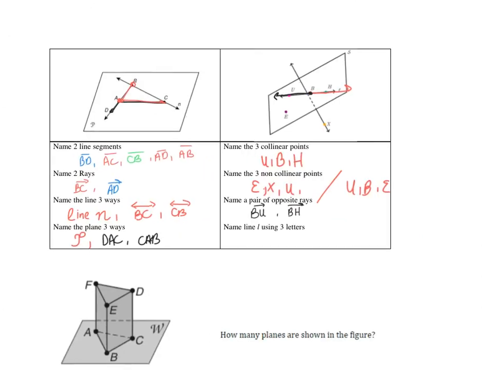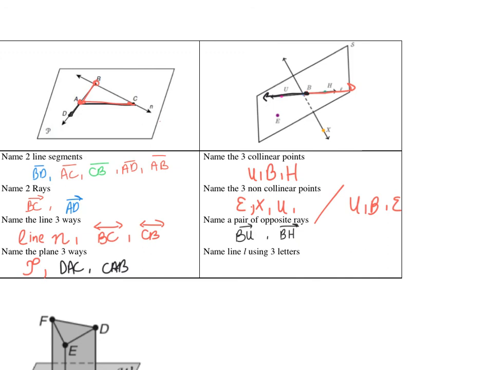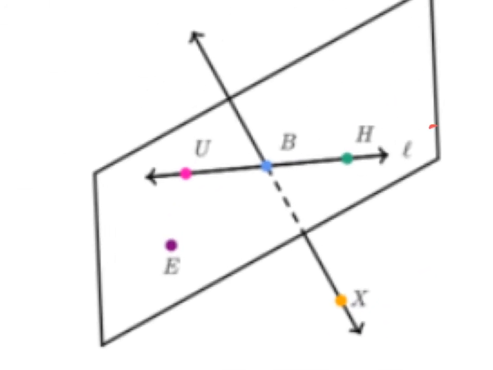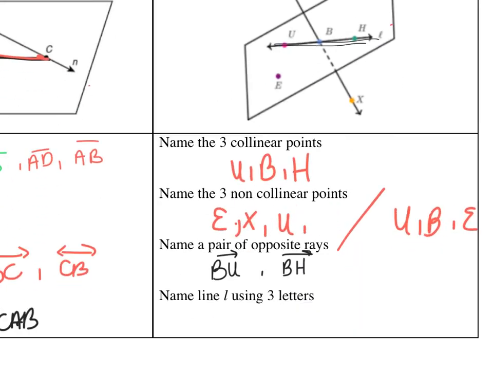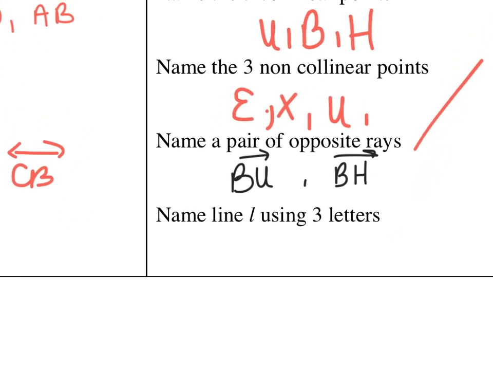In our next example, we want to name line L using 3 letters. If we zoom in one more time, line L is right here where UBH is. So I can name it using 3 letters. I can say UBH, or I can say HBU. It's the exact same thing because they go on forever and ever in both directions.